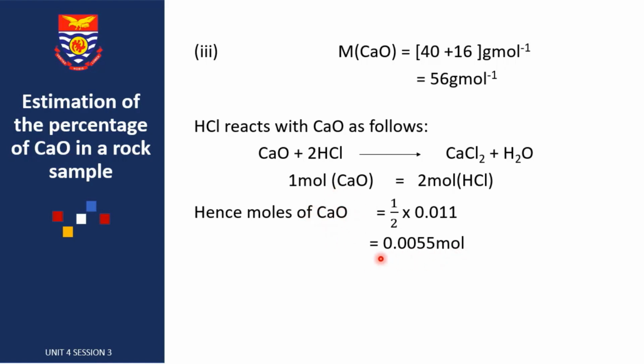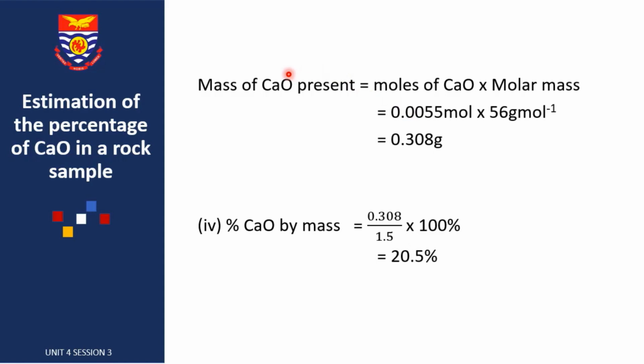So we have 0.0055 moles of the calcium oxide. Now that we know this moles, we can proceed to find the mass. We know that amount N is equal to mass over molar mass. With that, we can make mass the subject, and that gives us moles times molar mass. We have used mole ratio to find the moles of the calcium oxide, that is the 0.0055. We have found the molar mass of the calcium oxide. So when we do this calculation, we have 0.308 grams of the calcium oxide.